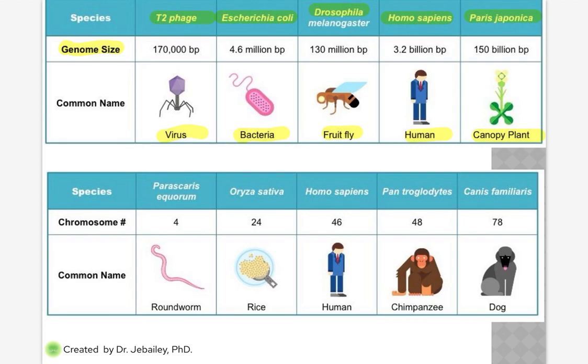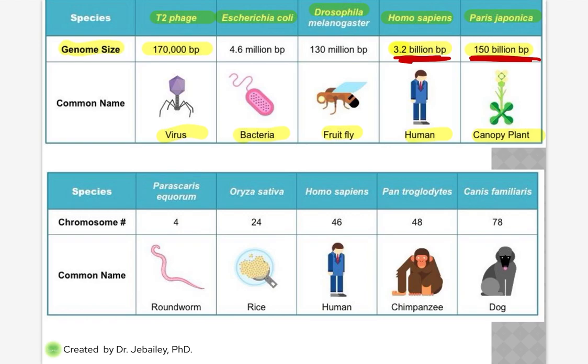If you look at the virus, it has 170,000 BPs, and it's very tiny, so tiny that we can't even see it. But then you have a plant that is 150 billion BP, which is a very small plant. But compare the plant to the human. Human only has 3.2 billion. So just from here, look at the number. It's way bigger in the plant than in the human. So basically, the genome size of a plant is bigger than the human.